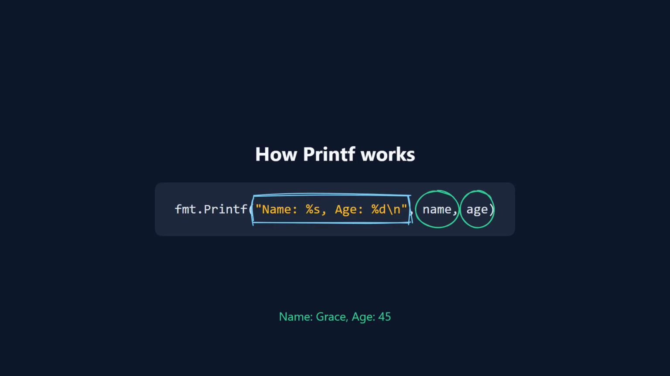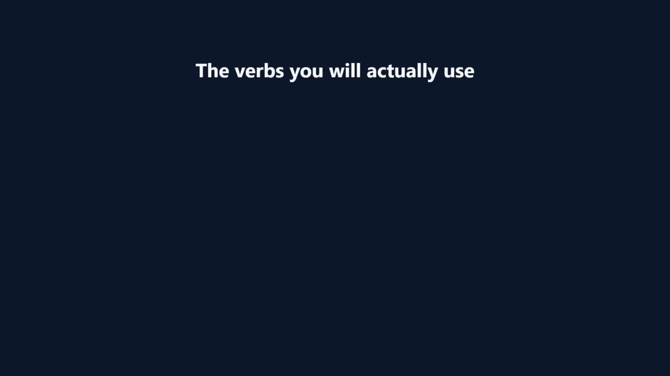And notice the \n on the end. That is the new line, and with Printf you have to put it there yourself. Printf never guesses. There are a lot of verbs in Go. These are the ones you will really use.